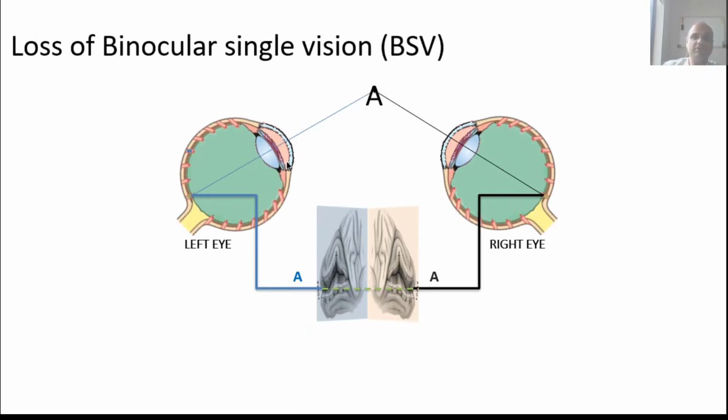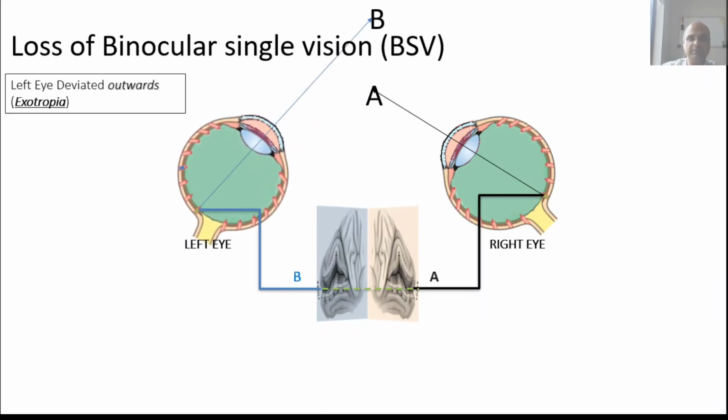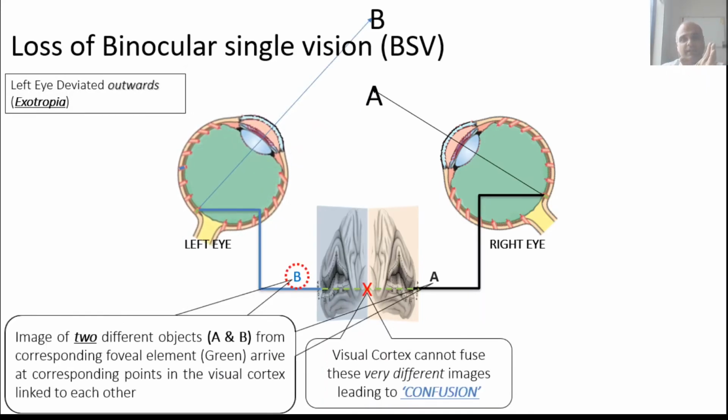Let's talk about loss of binocular single vision. So what we'll do is turn our left eye outwards, we'll deviate it. This is called exotropia, when the eye is deviated outwards. So what has happened is that the left eye has deviated outwards and the fovea of the left eye is looking at B, while the fovea of the right eye is looking at A, and the person wants to look at A because that's where the object of interest is.